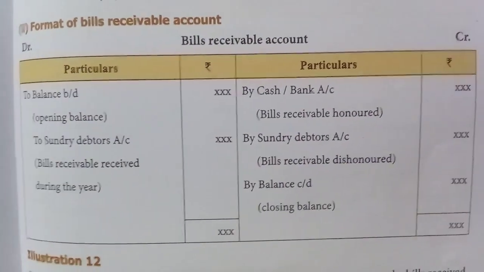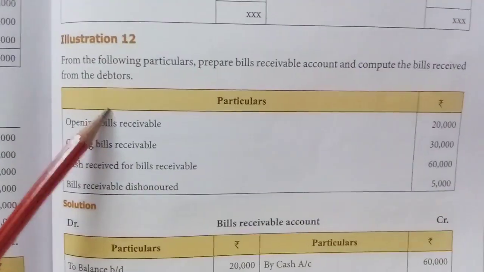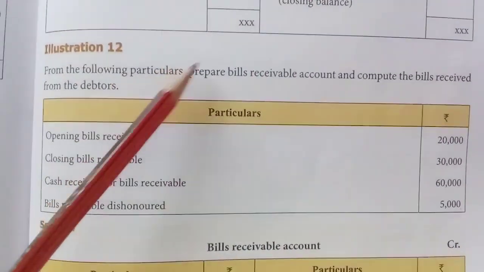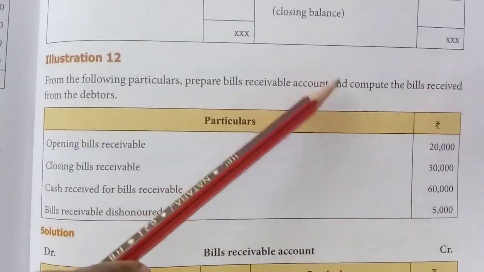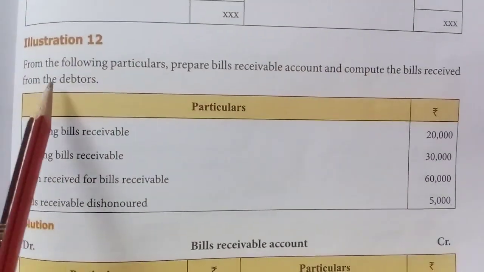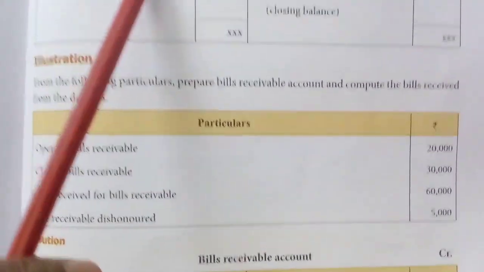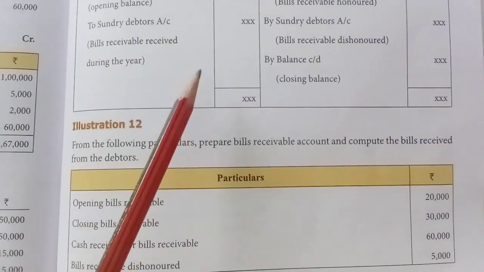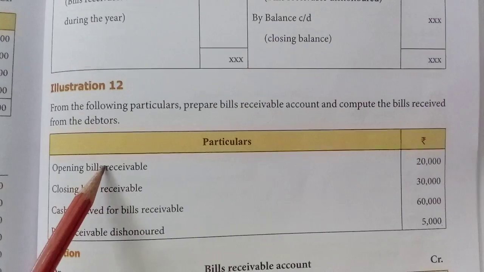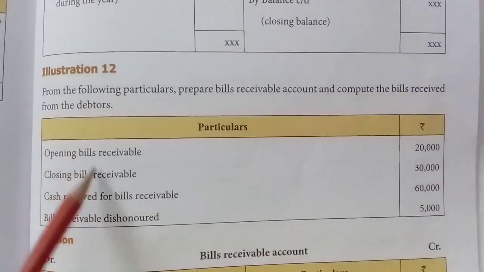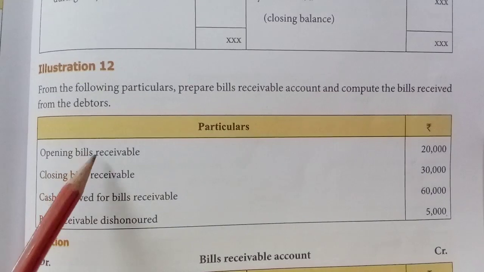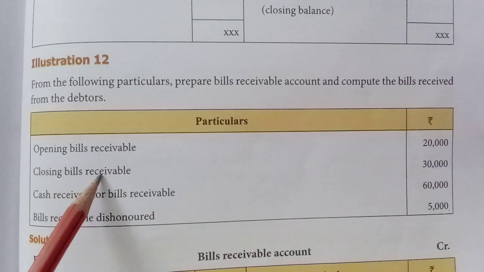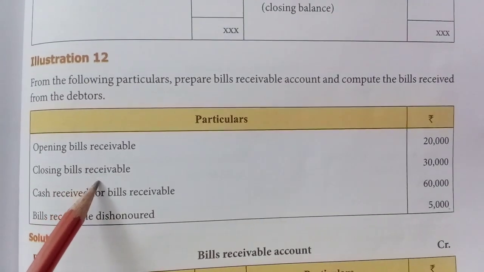Now let me explain illustration 12. From the following particulars, prepare bills receivable account and compute the bills received from debtors. That is this one, bills received during the year. This one they have asked. All the other items they will give you. Opening bills receivable, closing bills receivable. You know where to enter these two. Opening bills receivable, to balance brought down. This one, the last item on the right side, credit side, by balance carried down.